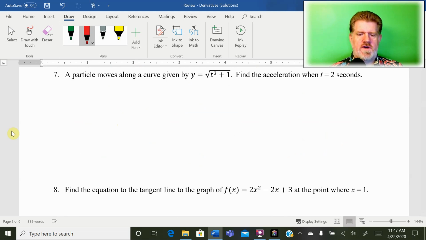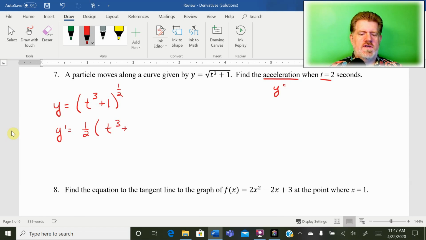Okay, a situation like number 7. A particle moves along a curve, find the acceleration. So remember, the acceleration is the second derivative of position. So I'm going to write this way. Now, the first derivative is not going to be too bad. Second derivative, you're going to go, oh, really? But we don't have to simplify. Once we get it done, we're just going to plug in 2. All right, so y prime is 1/2 of t cubed plus 1 to the negative 1/2 times 3t squared.